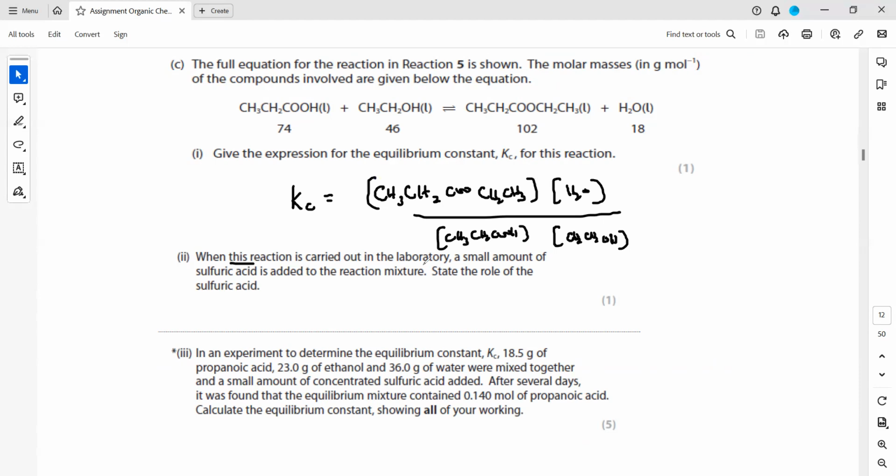When this reaction is carried out in the lab, a small amount of sulfuric acid is added. State the role of sulfuric acid. What is the role of sulfuric acid for esterification? Sulfuric acid is used as a catalyst to form the ester because it increases the amount of protons, so it favors the forward reaction. But the overall amount of hydrogen ion does not change. That's why we say it is acting like a catalyst.